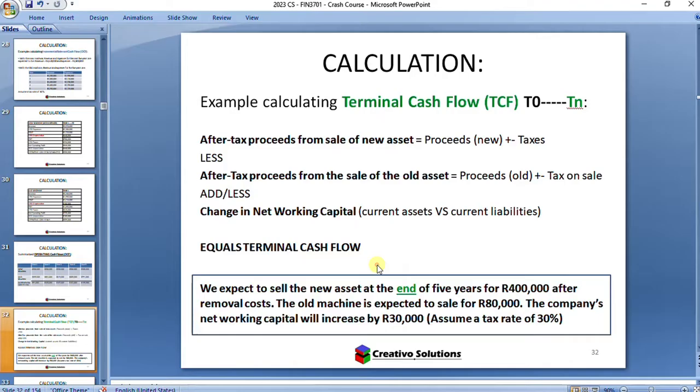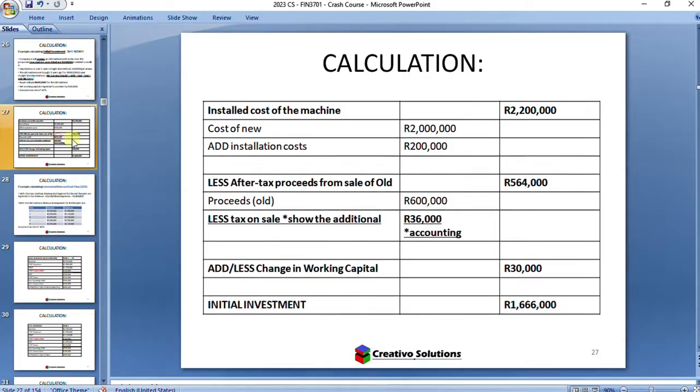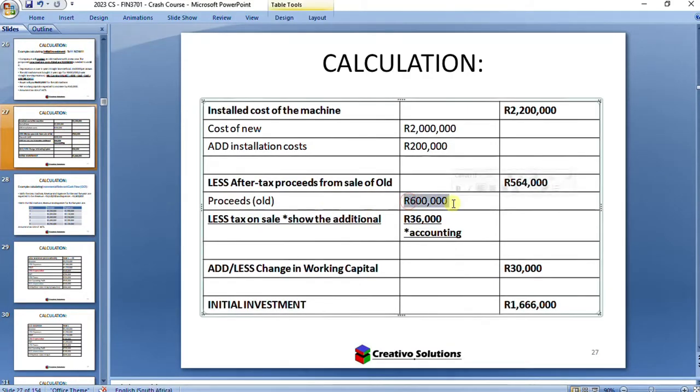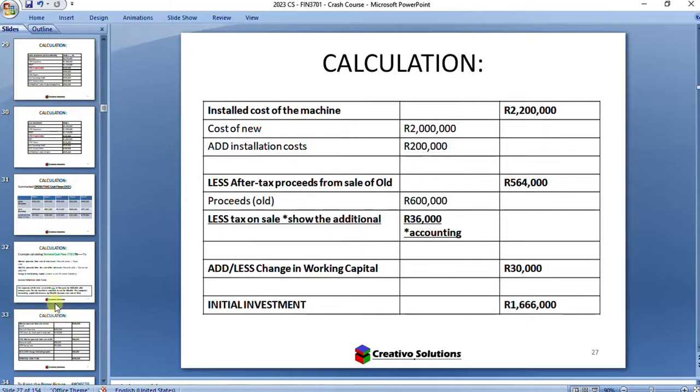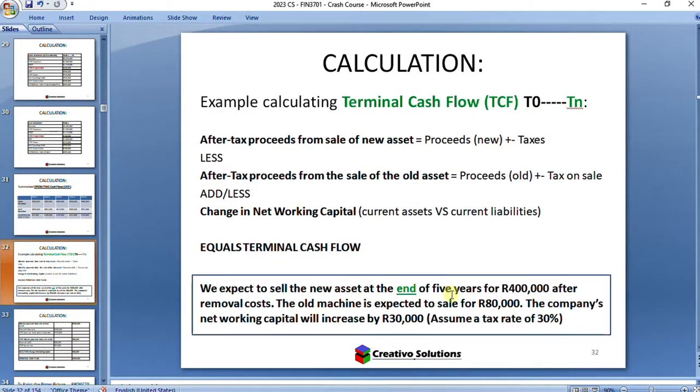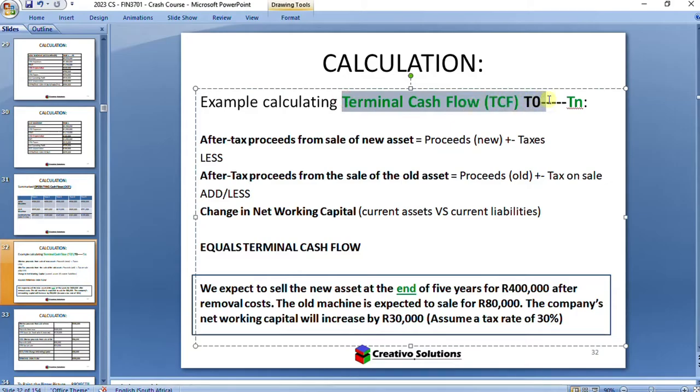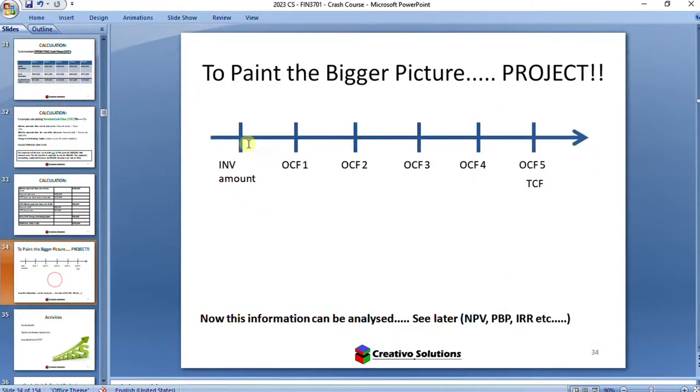Please understand that you're not looking at the current situation. Remember earlier on, I had 600,000, which is what a buyer would offer on that old asset. Remember, when I get to TCF, this terminal cash flow is looking at the new asset that's going to be sold at the end of this project. Remember, we said we're drawing up a timeline. We're building up all of these cash flows. This TCF is the terminal cash flow for the new asset being sold.